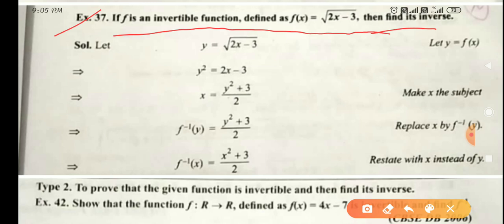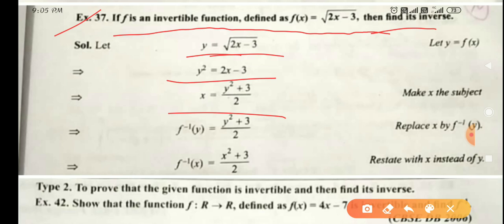First of all, whatever given function is there, you suppose that function as y equals under root 2x minus 3. Then you simplify and make x the subject. After simplification, squaring both the sides, x equals (y square plus 3) upon 2. I have made x the subject here.